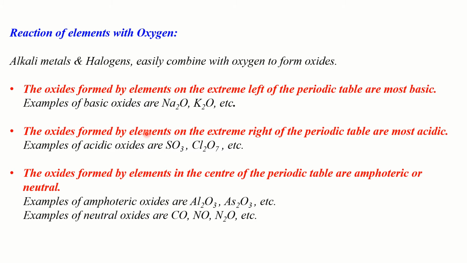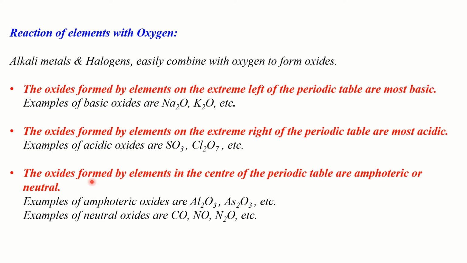Now the oxides formed by elements on the extreme right of the periodic table are most acidic. Acidic oxides are formed when elements on the extreme right of the periodic table combine with oxygen. Some examples of acidic oxides are sulfur trioxide, dichlorine heptoxide, and so on.